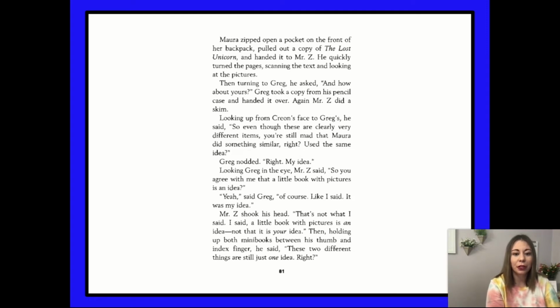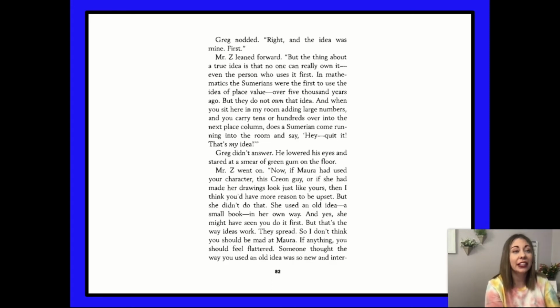Then, holding up both mini books between his thumb and index finger, he said, "These two different things are still one idea, right?" Greg nodded. "Right, and the idea was mine first." Mr. Z leaned forward. "But the thing about a true idea is that no one can really own it, even the person who uses it first. In mathematics, the Sumerians were the first to use the idea of place value over 5,000 years ago, but they did not own that idea. And when you sit here in my room adding large numbers and you carry the tens or the hundreds over to the next place column, does a Sumerian come running up to the room and say, 'Hey, quit it! That was my idea!'" Greg didn't answer.